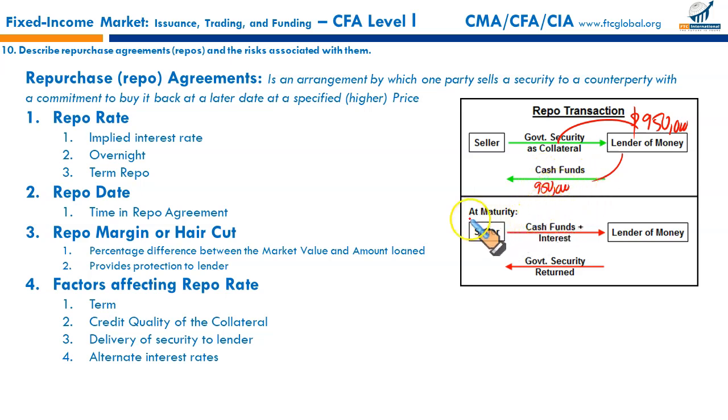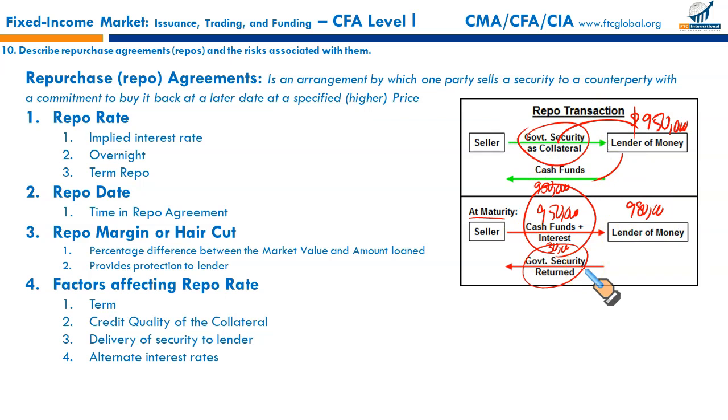At maturity, the one who sold his government securities to the lender of money will repay the original borrowed amount of $950 plus interest, that's $980, and take the securities back. The government securities are returned. This transaction is called a repo transaction. This arrangement, where one party sells a security to a counterparty, the lender of money, with a commitment to buy it back at a later date at a higher price, $980, is called a repo agreement or repurchase agreement.